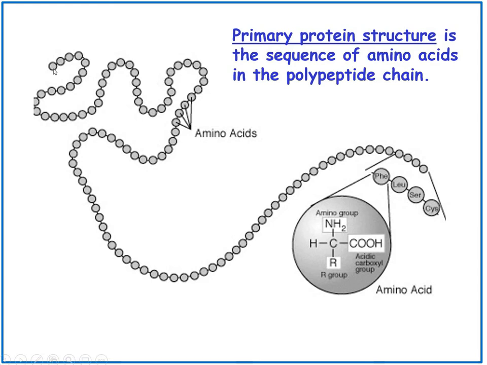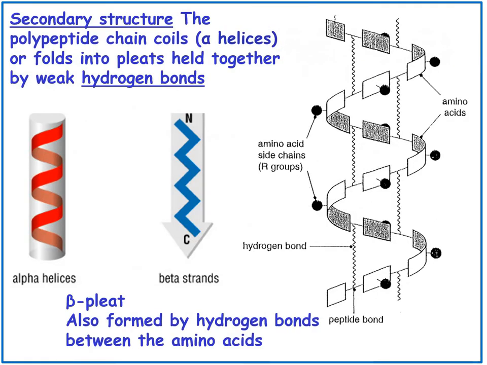So you could have alanine, glycine, leucine, glycine. It just depends on what order those amino acids are in the chain. So it's the sequence of the amino acids in the polypeptide chain.